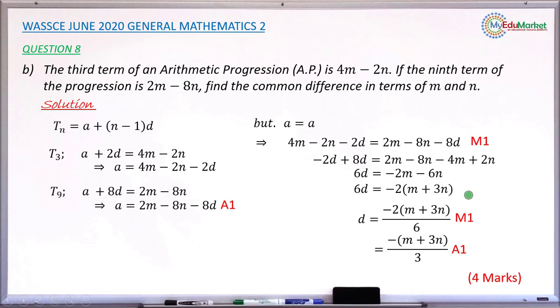Attempting to make d the subject of the formula, after the level where you divided both sides by the coefficient of d, which is 6, you have this method 1 mark. And the last mark is the accuracy 1 mark when you have the correct expression for d as minus into m plus 3n all over 3. You have this accuracy 1 mark. So in total, everything correct.